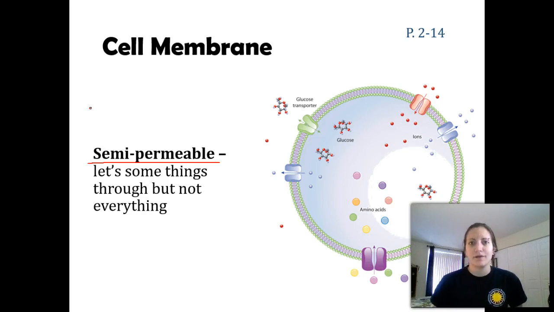Think about a screen door. A screen door is still going to let air in and water in and really small things in. But the little squares on a screen are pretty small. It's not going to let really large bugs in or anything like that. Our cell membrane is the same thing. It lets some things in, but not everything.